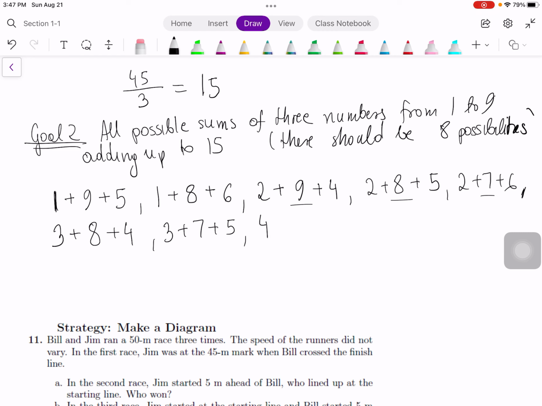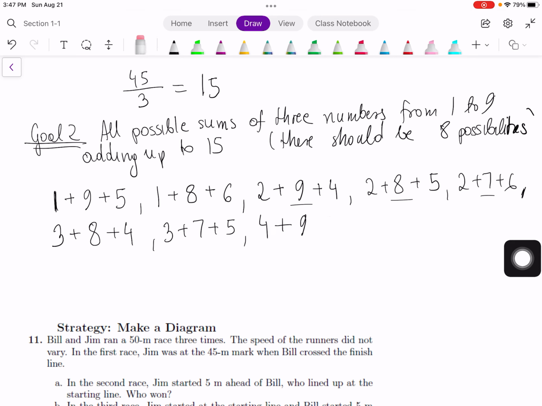So then I'm going with 4, right? And notice, by the way, I already know that I need 8. There are 8 possible sums, and I already have 7. So really, there's one more, right? So now sums involving 4. So 4, 9, 2. Well, that one I have right above it.